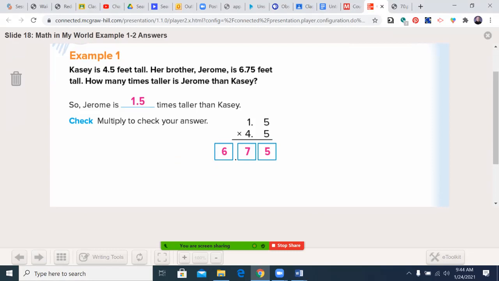So we had the 1.5, which was our quotient. And you can check your work by taking the 4.5 times the 1.5. So your quotient times your divisor, and you get your dividend, 6.75. Go ahead and write that in, and then you'll turn to the top of the next page for the next example.